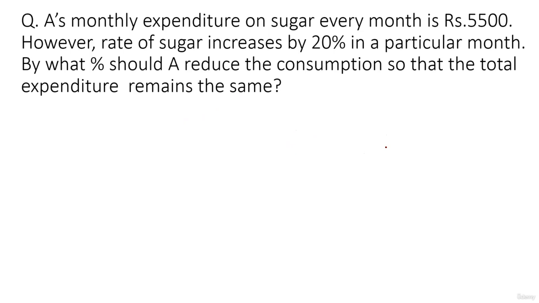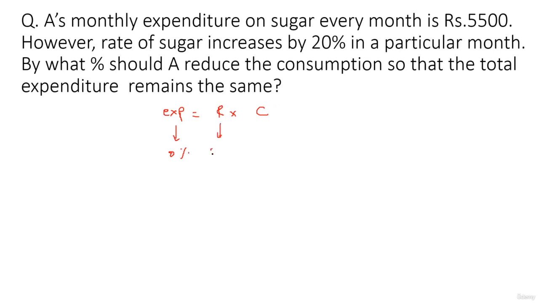A's monthly expenditure on sugar every month is 5,500. However, the rate of sugar increases by 20% in a particular month. By what percentage should the consumption be reduced? So the expenditure remains the same. Expenditure we wrote was rate multiplied by the consumption. Expenditure change नहीं होना चाहिए, 0% increase.